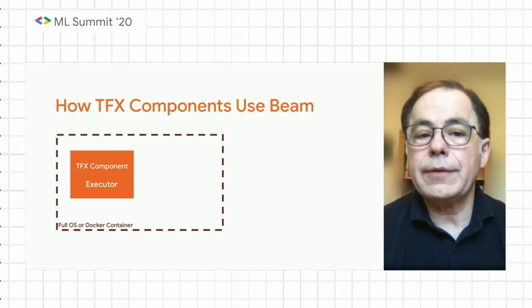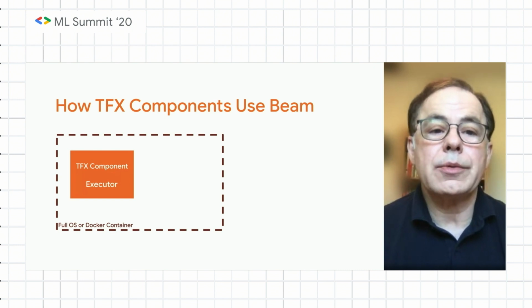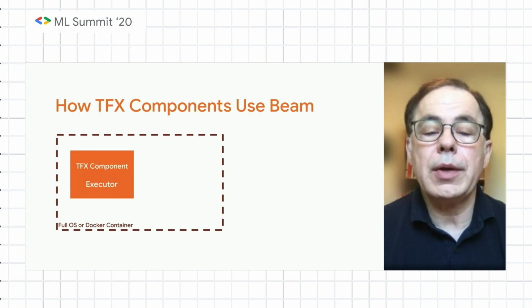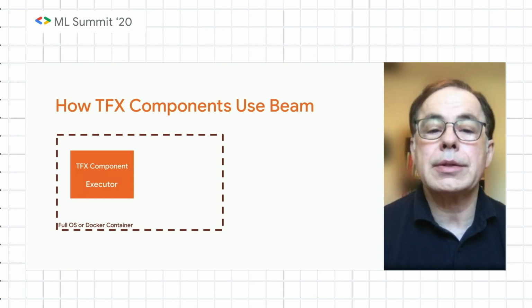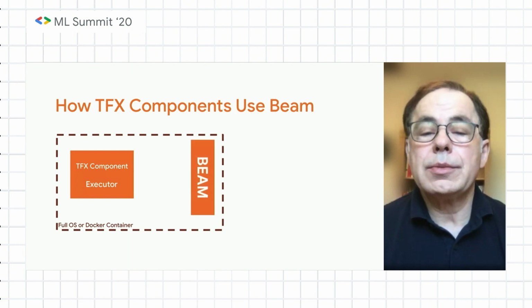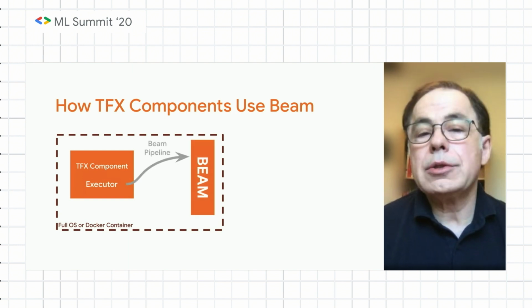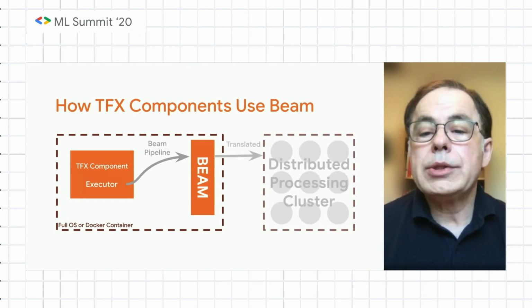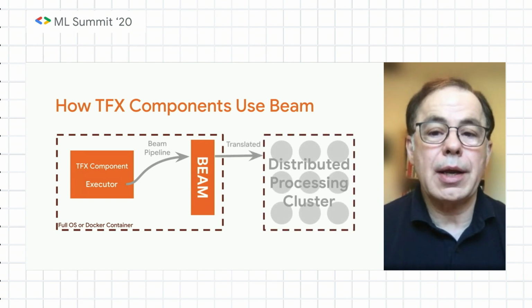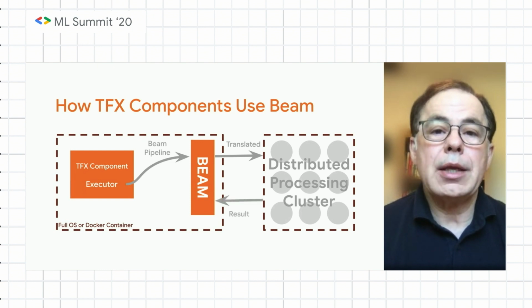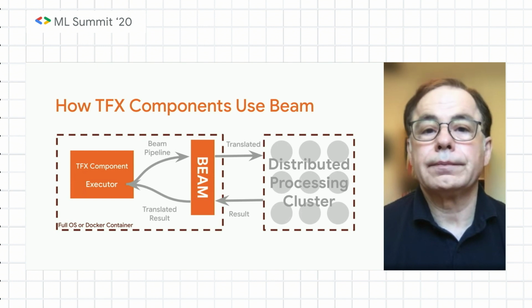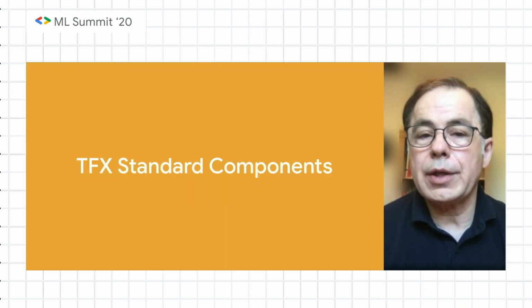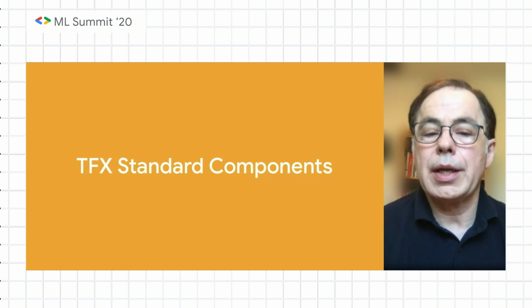Or looking at it a little differently, I have a component here that's running, and the executor in that component, we could be running this on either a Docker container or a full OS. The executor is going to use Beam, and it's going to issue a request, a Beam pipeline, which then gets sent off to this distributed cluster that I've set up, and a result is generated and then translated back into the Beam paradigm or SDK for a Beam result. So that's how components can leverage large amounts of compute resources in a cluster.